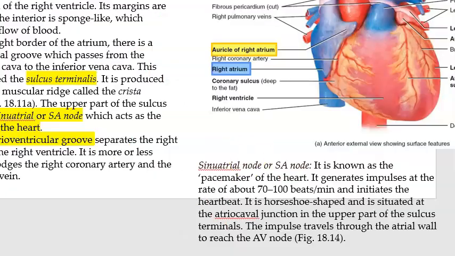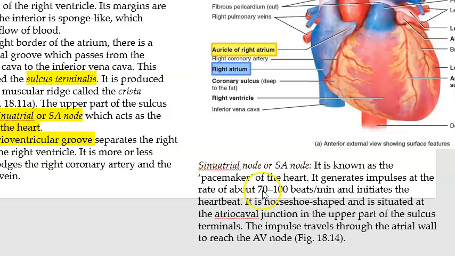Okay. In the external features, about the sinoatrial node, you can say a little more. It is the pacemaker of the heart. It generates impulses at about 70 to 100 beats per minute. That's your normal heart rate, right? It is horseshoe shaped, they are saying.